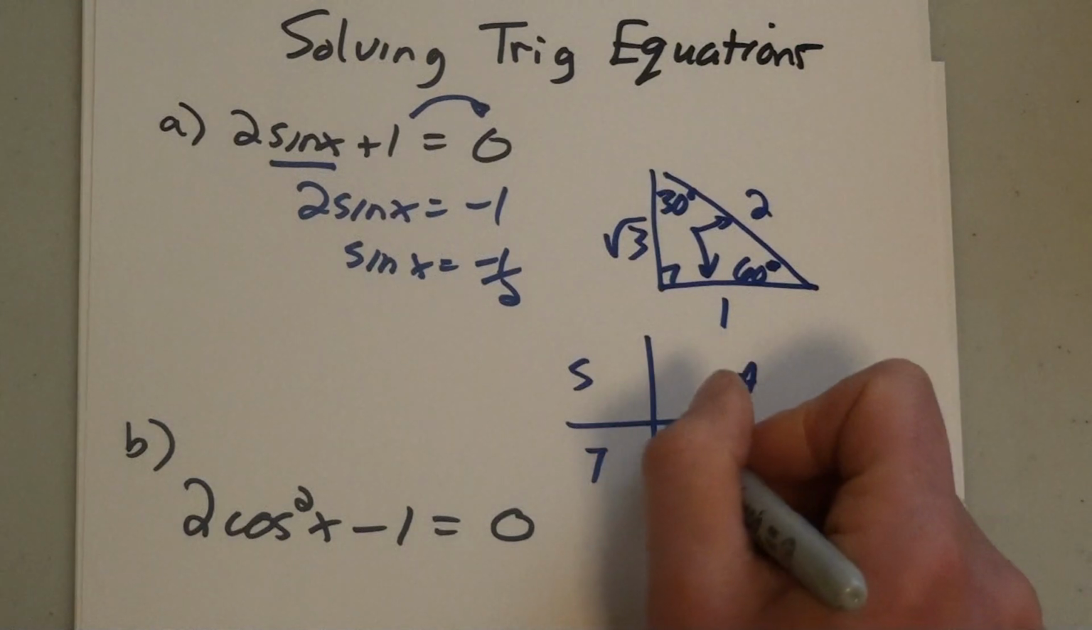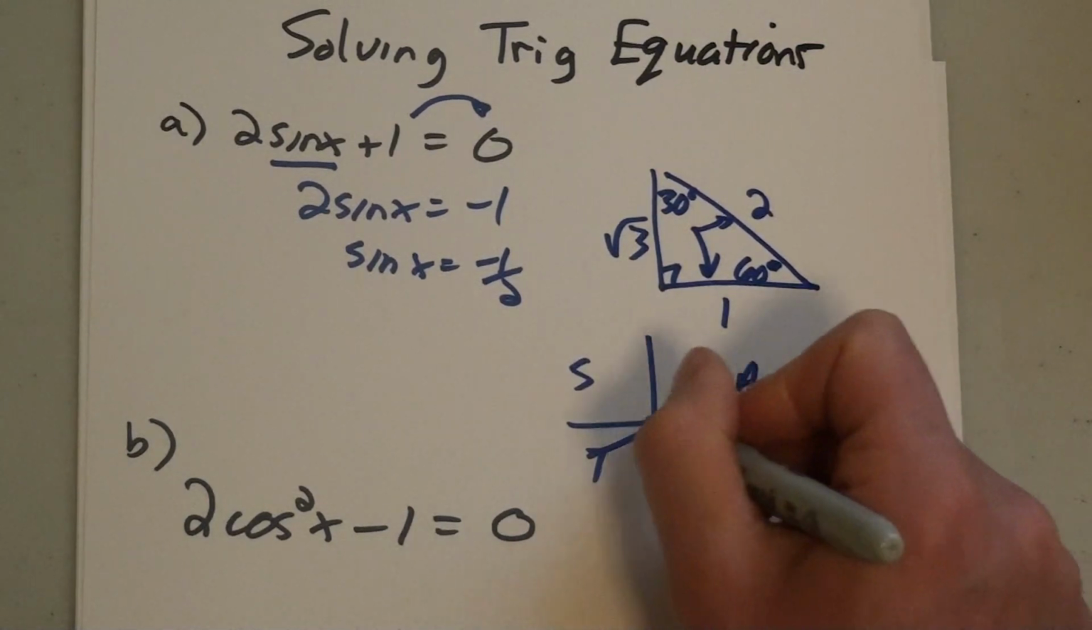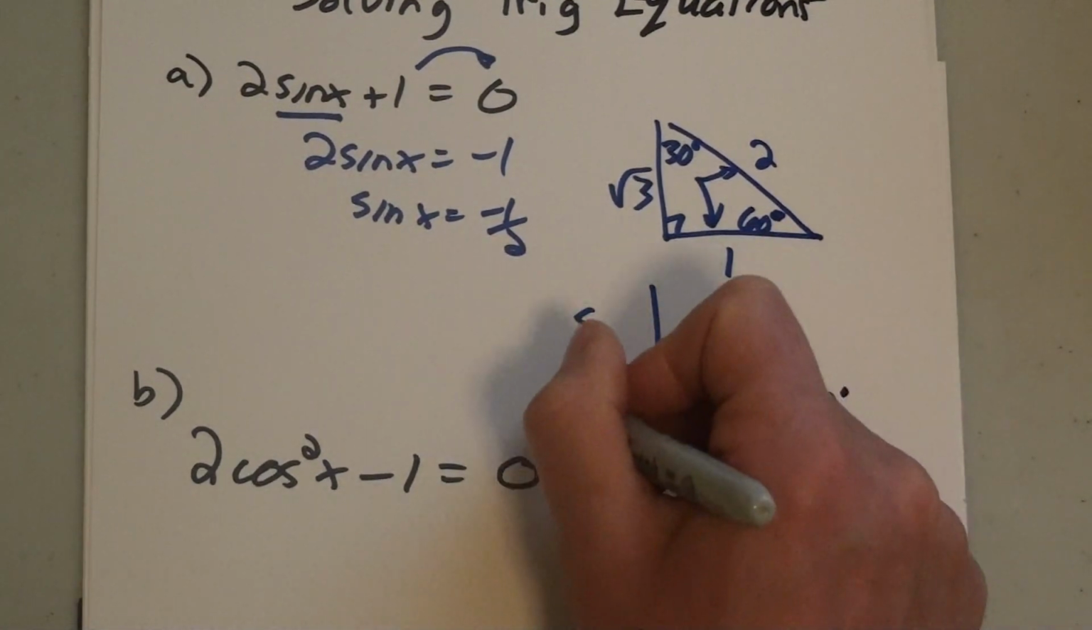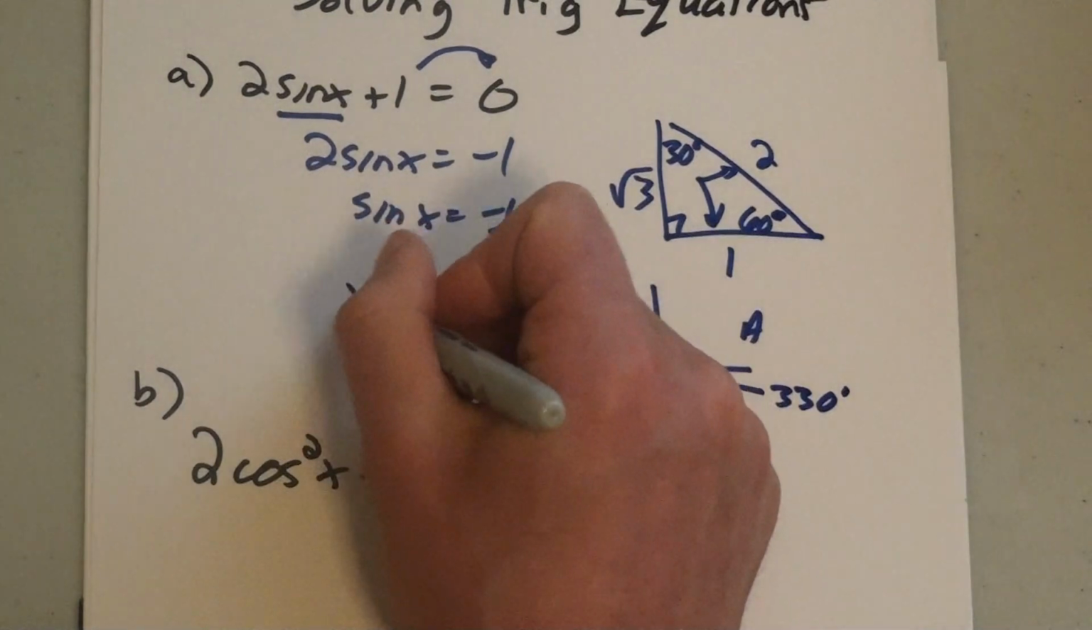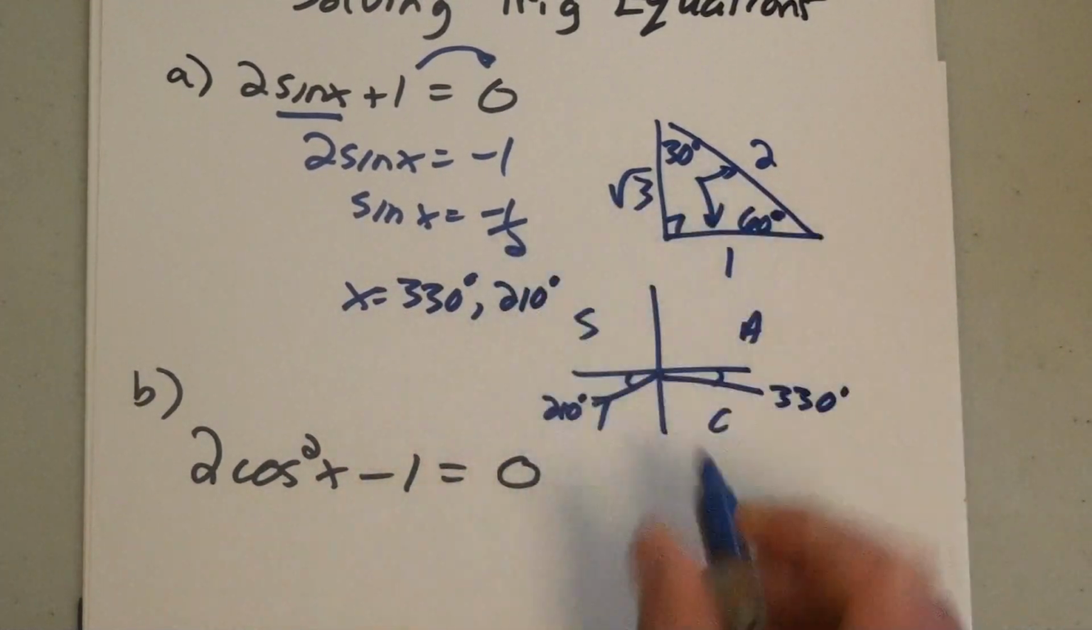So it's going to be in the negative quadrants for sine, which is your C and your T. So 30 degrees off the x-axis would be 330 degrees or 210 degrees. And those were my answers: 330 degrees and 210 degrees.